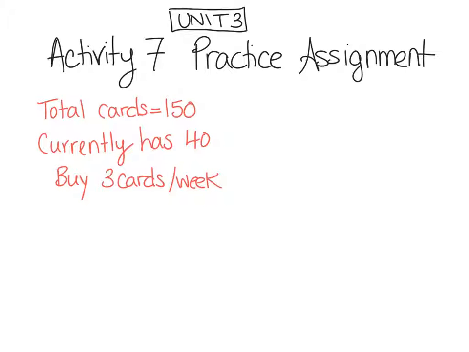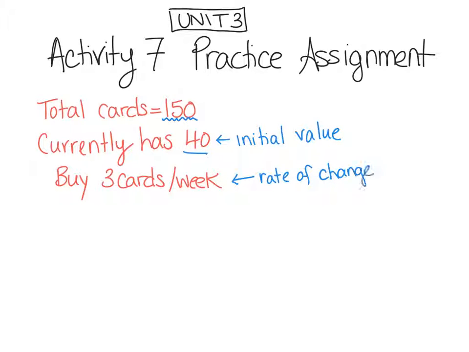So the total cards he wants to get is 150. He currently owns 40, so he's already starting off with 40. So the 40 is kind of like his initial value, if we're relating this to a linear relation situation. And his parents are giving him enough money that he can buy 3 cards every week. So to me, that's like the rate of change or the slope. So that's what the graph would be going up by every week. Rate of change or slope.